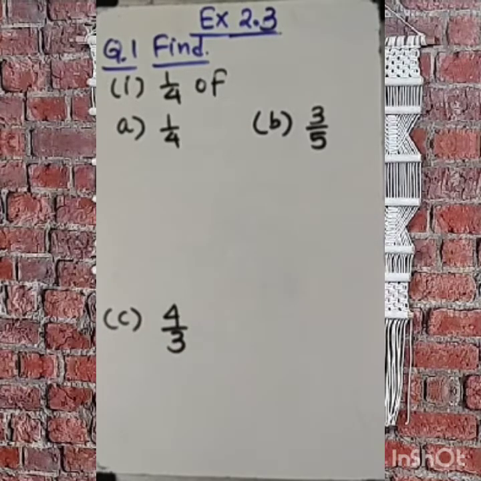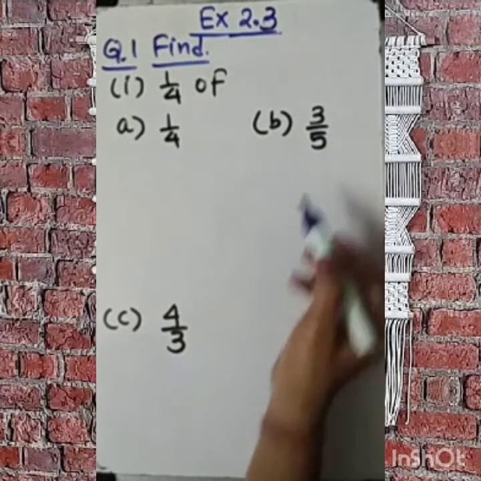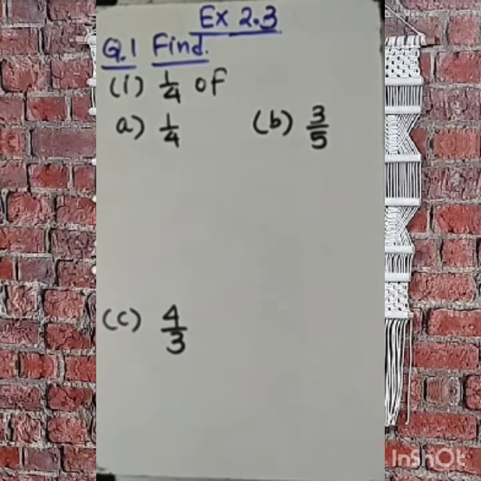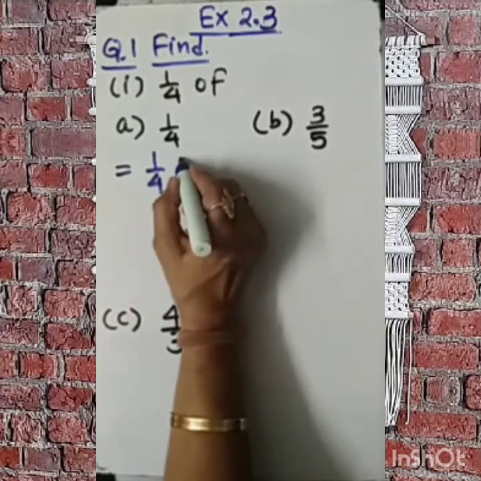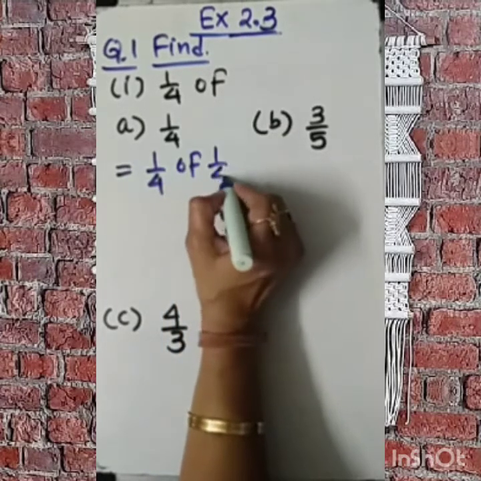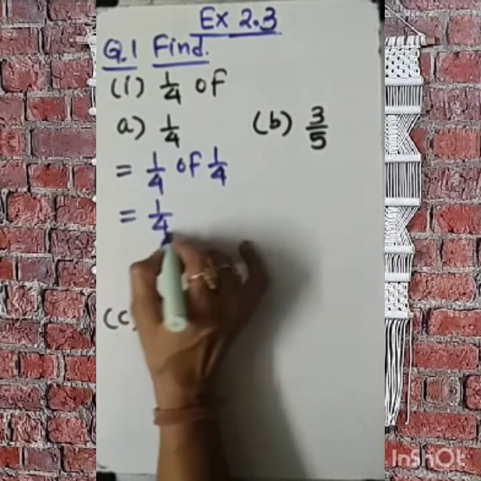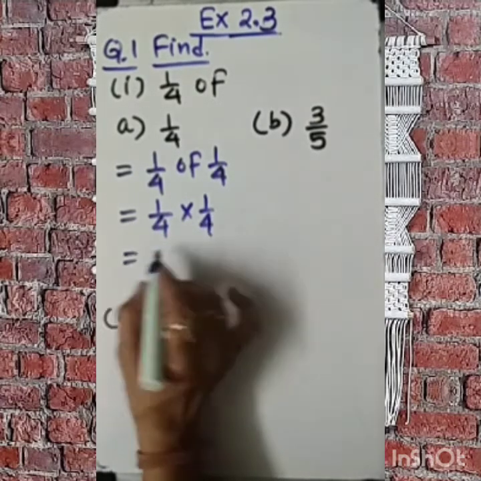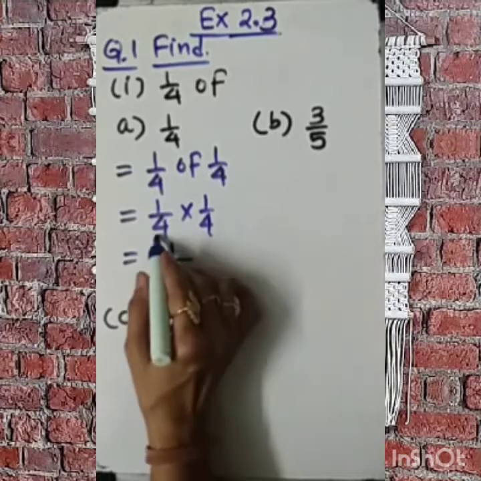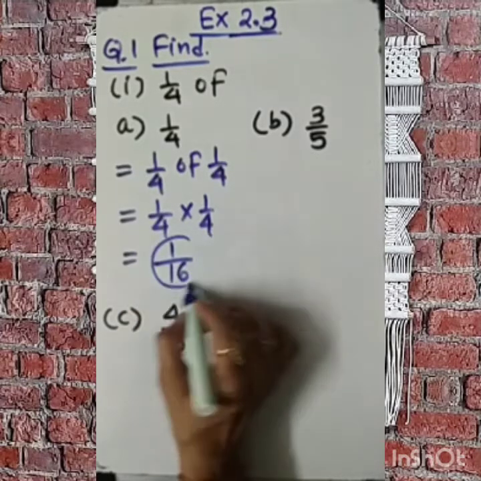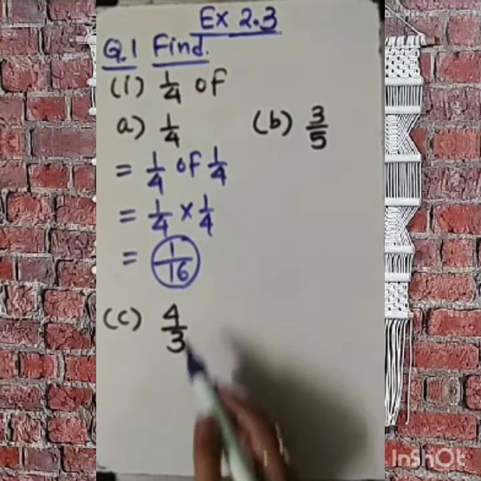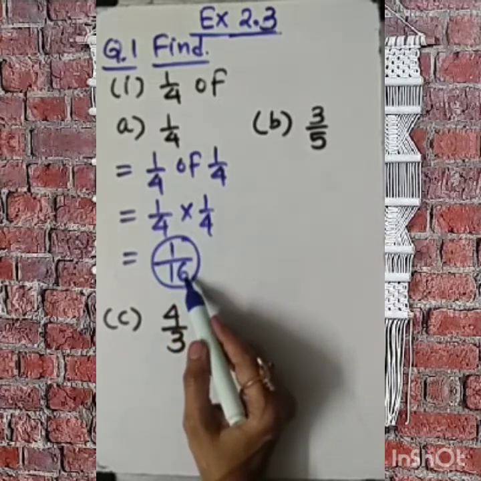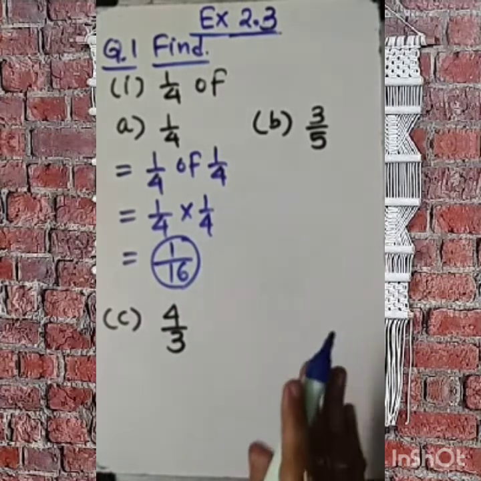Once again I am reading the question: 1 by 4 of 1 by 4, 1 by 4 of 3 by 5, and 1 by 4 of 4 by 3. So let's simplify. Just look at your screen and start writing 1 by 4 of 1 by 4. What does it indicate? It indicates 1 by 4 into 1 by 4. So in numerator 1 1 ja 1, denominator 4 4 ja 16. This is the solution, and this is a proper fraction. You know, dear student, in a proper fraction the numerator is less than the denominator. So we can't convert it into a mixed fraction.